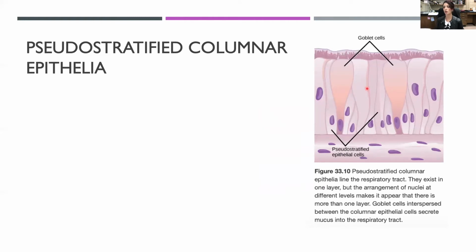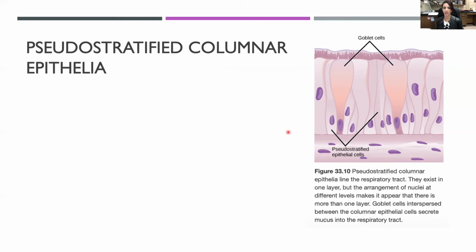Next up, what we call pseudostratified columnar epithelia. This is in the respiratory tract. Specifically, the schematic here is taking a look at pseudostratified columnar epithelia in the respiratory tract. So this tissue, compared to the previous slide, appears to be stratified, but it's actually not really. Hence the name pseudostratified. It looks stratified, but it's not.